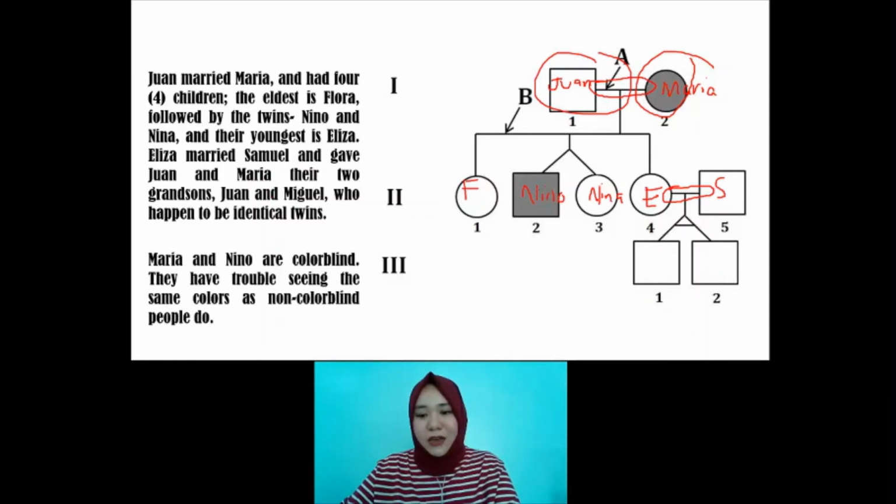Okay, and they gave Juan and Maria their 2 grandsons, Juan and Miguel, who happen to be identicals. Okay, don't be confused. Kay duha ka bukang Juan diri. We have Juan senior and then we have Juan nga apo. Okay, so Juan and Miguel, they are identical twins.